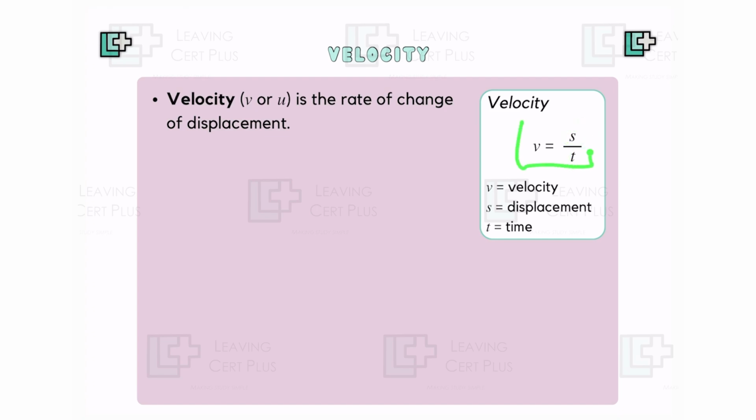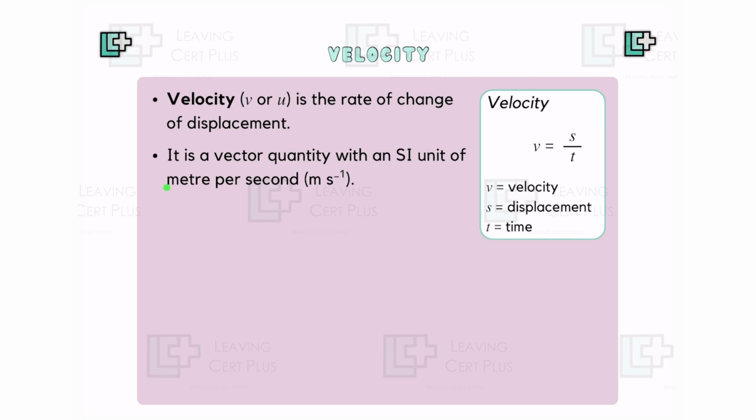And you can notice that this formula is exactly the same as the formula for speed. However, here we have to be very careful because the letter S represents the displacement from the origin, not the distance from the origin. We can also again add that velocity is a vector quantity with an SI unit of a meter per second. Very similar to speed, but again, we have to be cognizant of the subtle differences. The S represents the displacement, not the distance, for calculating velocity.